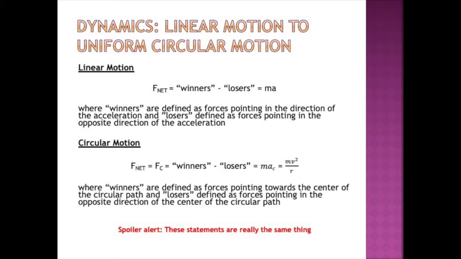So this winners minus losers thing was a little trickier in linear motion, but with circular motion it's nice because we know that the acceleration is always pointing towards the center of the circle. So as long as you figure that out first, now it just comes down to what forces are pointing in that direction and what forces are pointing away. The spoiler alert I gave you at the bottom there is pretty clear in the point of this slide, which is the fact that we are dealing with the same thing. We've just redefined it according to certain notations.